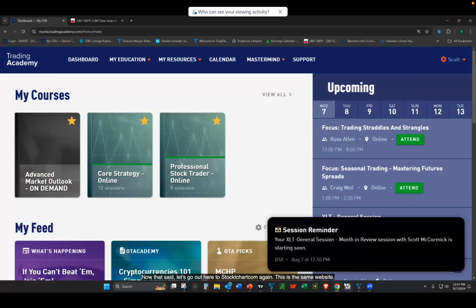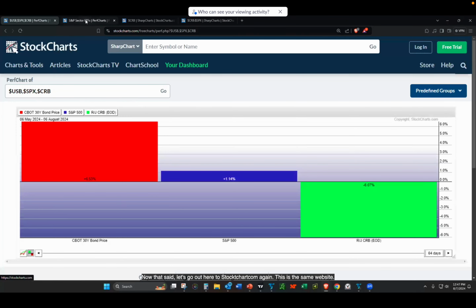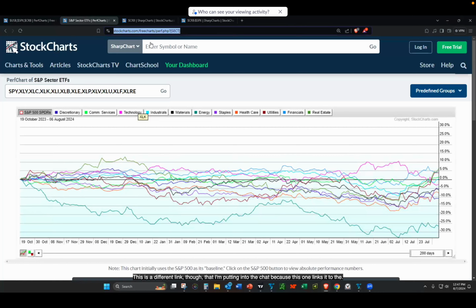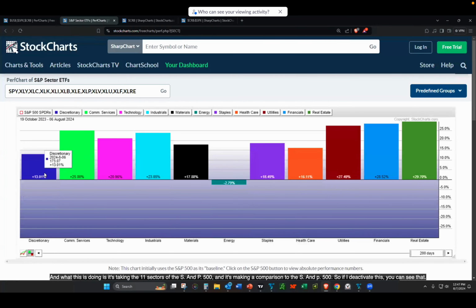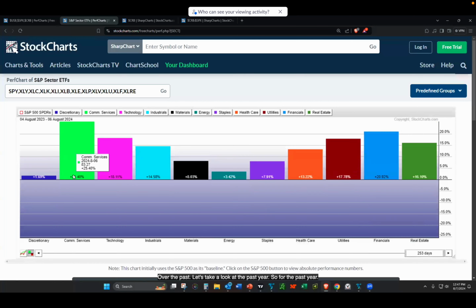Now, that said, let's go out here to stockcharts.com. Again, this is the same website. This is a different link, though, that I'm putting into the chat, because this one links it to the sectors. And what this is doing is it's taking the 11 sectors of the S&P 500 and making a comparison to the S&P 500. So if I deactivate this, you can see that over the past year, all of the sectors have gone up in value, okay?